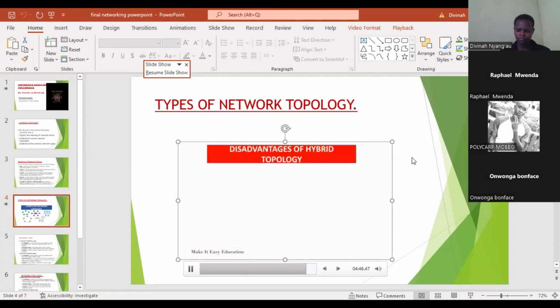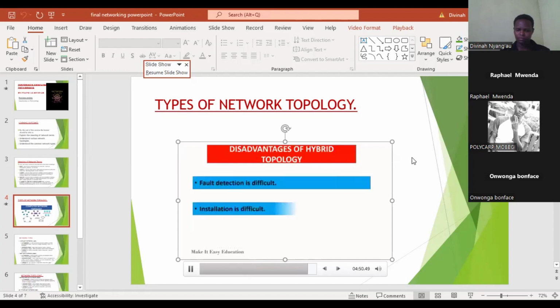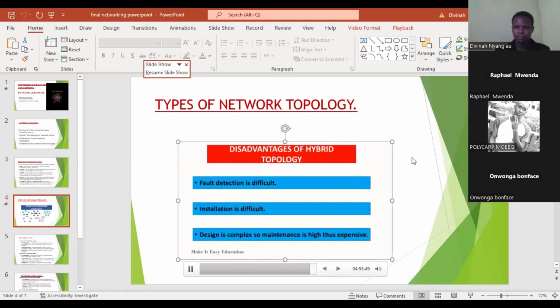Disadvantages of hybrid topology. Fault detection is difficult. Installation is difficult. Design is complex, so maintenance is high, thus expensive.